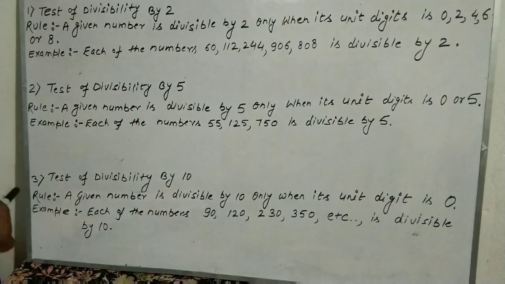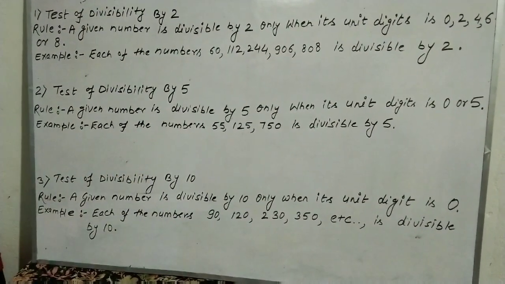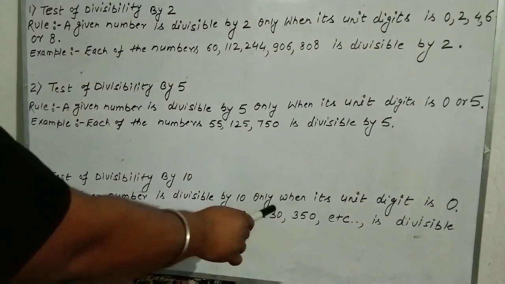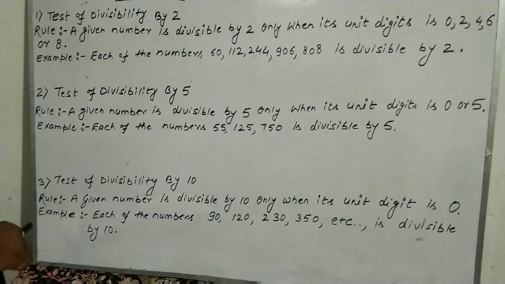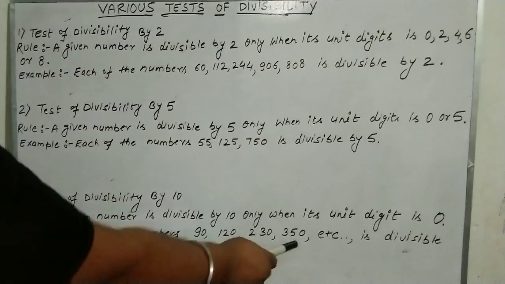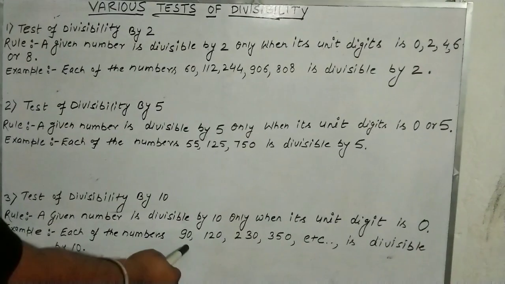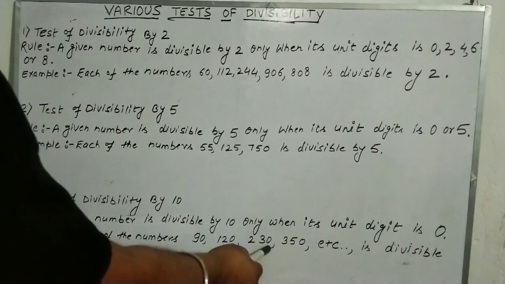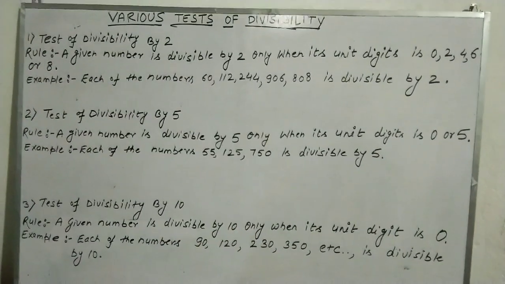Next is the test of divisibility by 10. Rule: a given number is divisible by 10 only when its unit digit is 0. Example: each of the numbers 90, 120, 230, 350 etc. is divisible by 10. Here in each number the unit digit is 0. So it is divisible by 10.